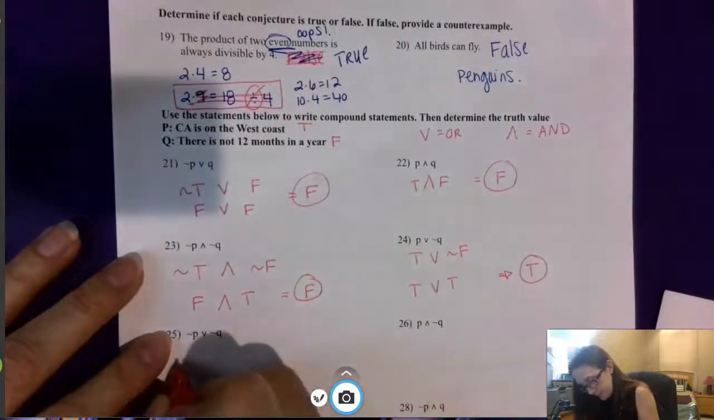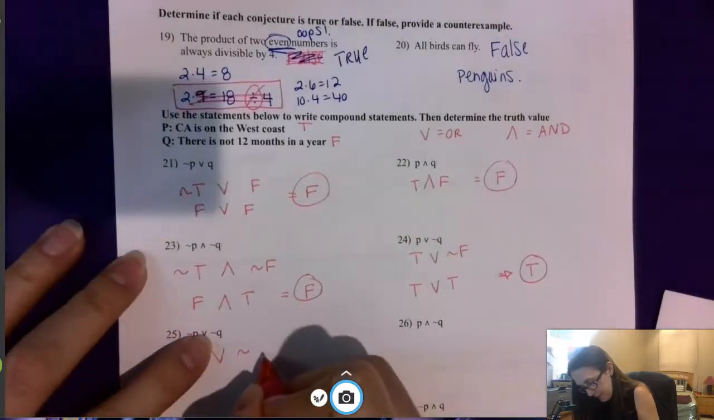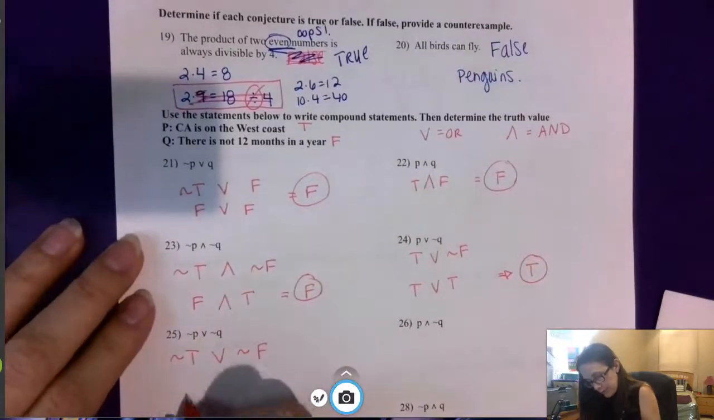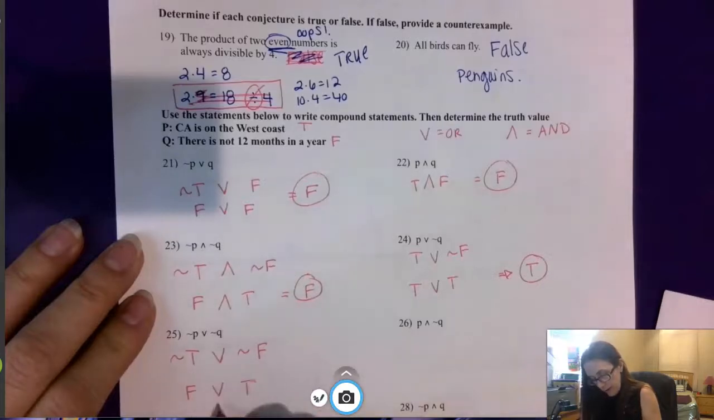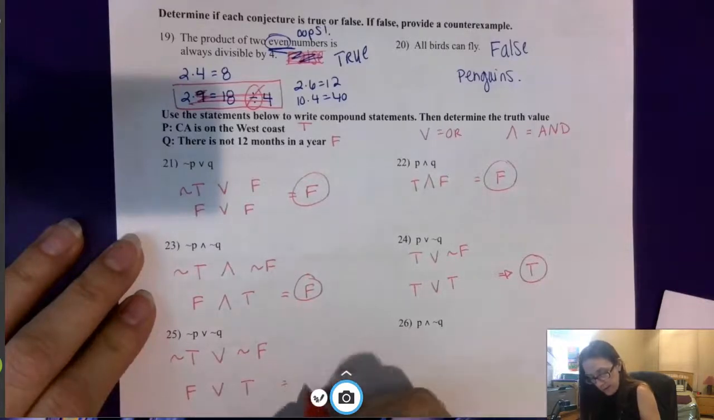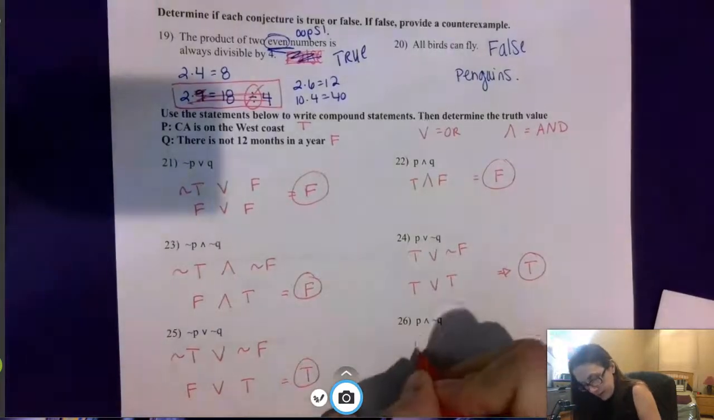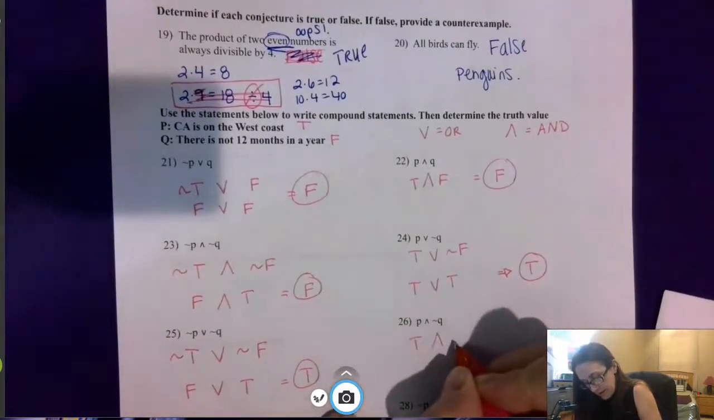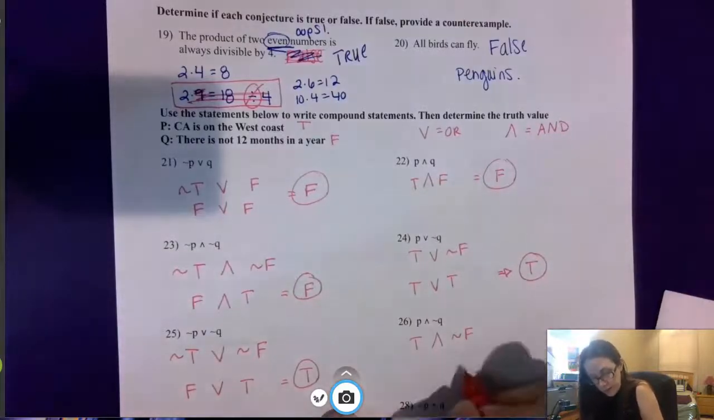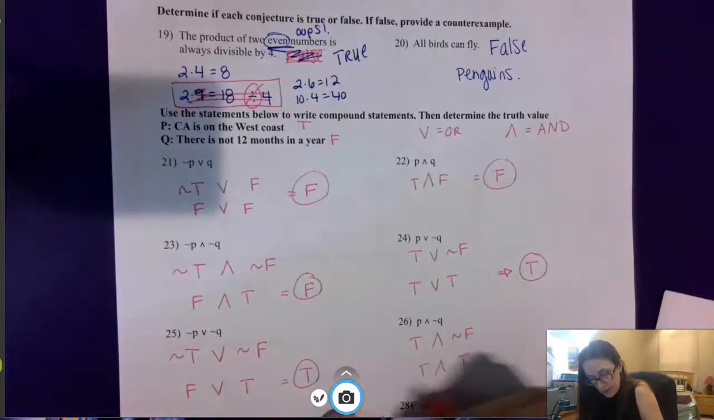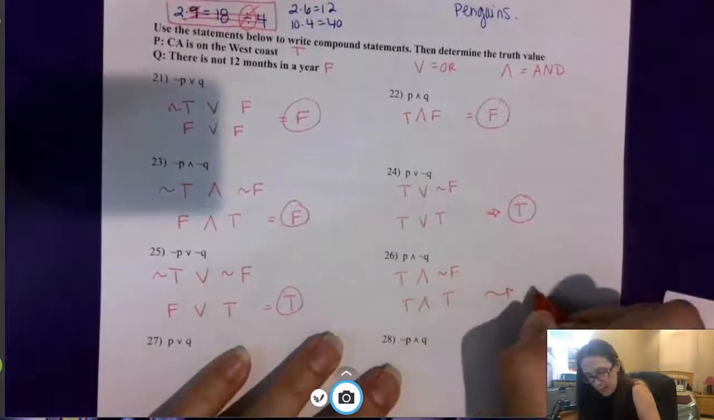Not P. P is true. Or not false. Well, not true is false. Not false is true. You only need one or the other. So because you only need one, this is true. P is true. And Q, not Q. Well, not Q is true. You need both of them. They're both true here. This one is true.